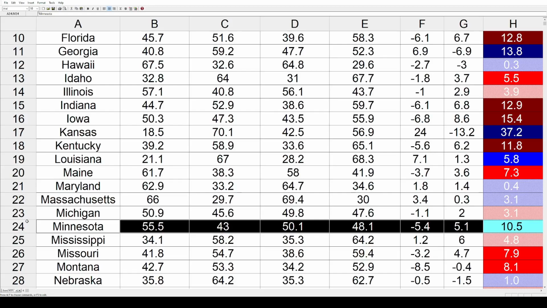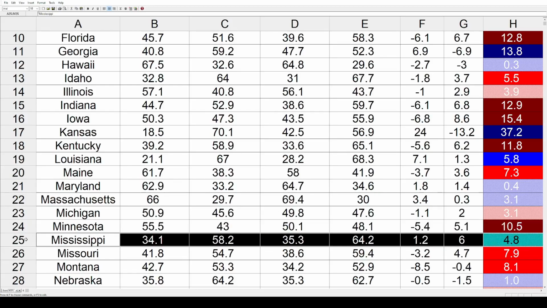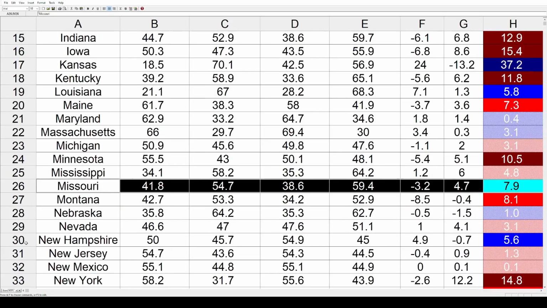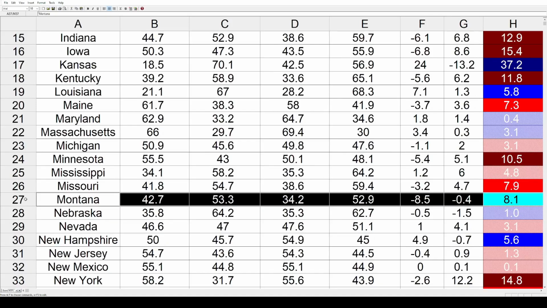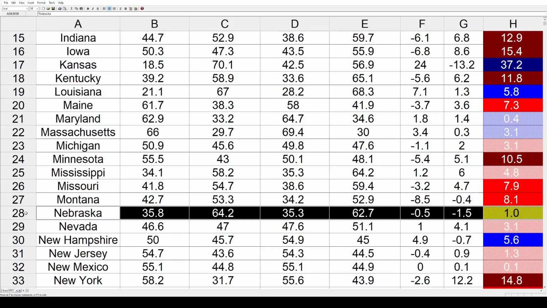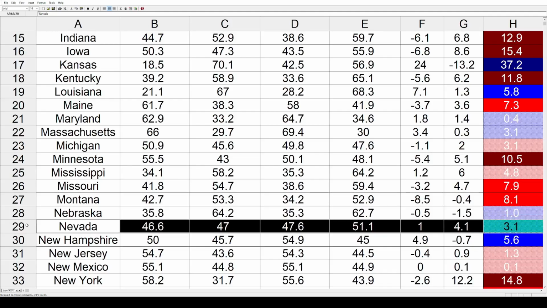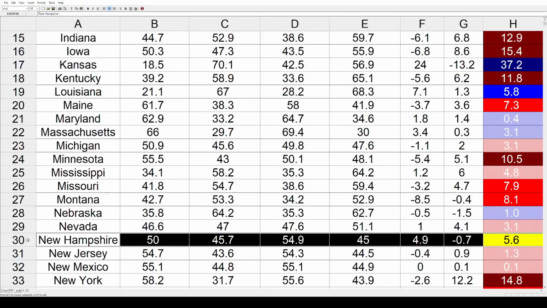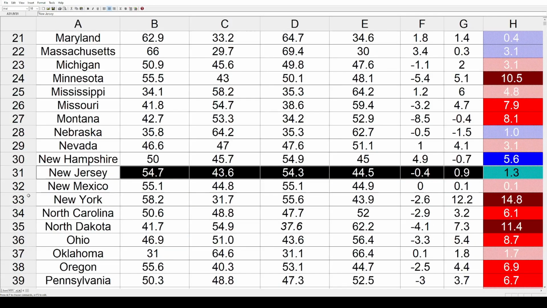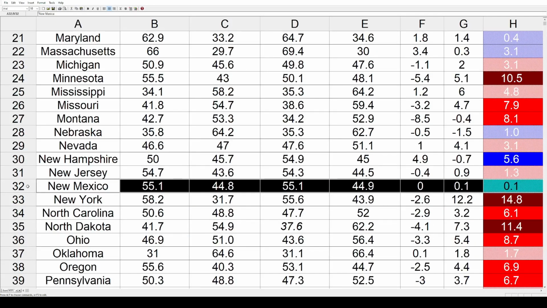Minnesota had a nice red shift by 10.5%. Mississippi, smaller red shift by 4.8%. Missouri, 7.9% toward the GOP, as well as in Montana by 8.1%. Nebraska, 1% toward the Democrats. Nevada, 3.1% toward the Republicans. New Hampshire got 5.6% bluer. New Jersey got 1.3% redder. Take a look at New Mexico, voting in line almost exactly to where they were 10 years earlier, only 0.1% toward the Republicans.